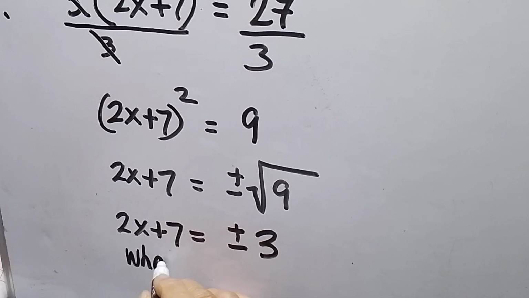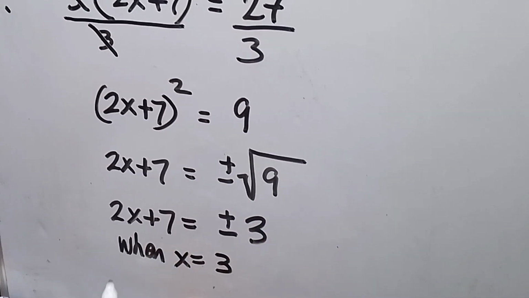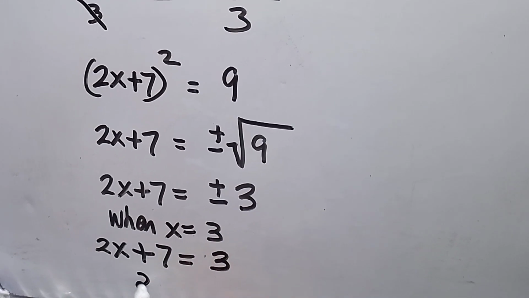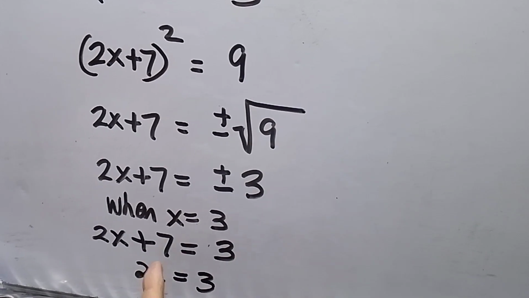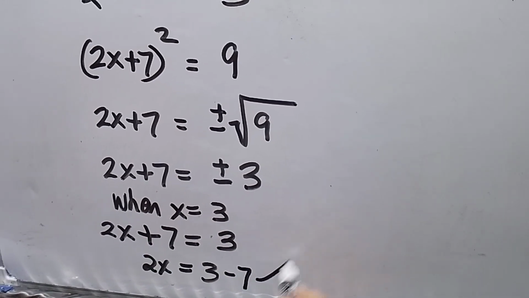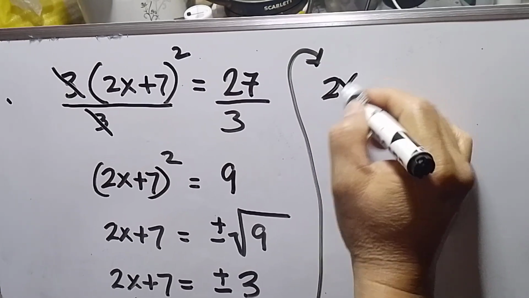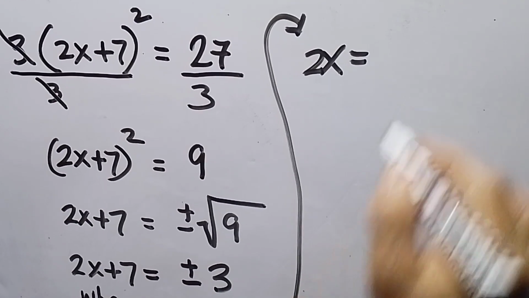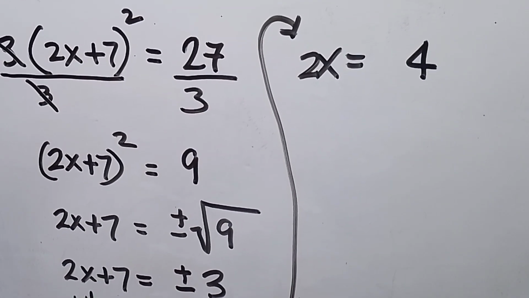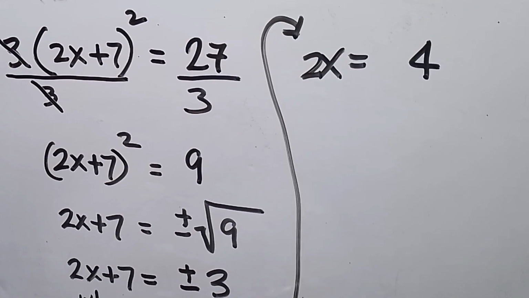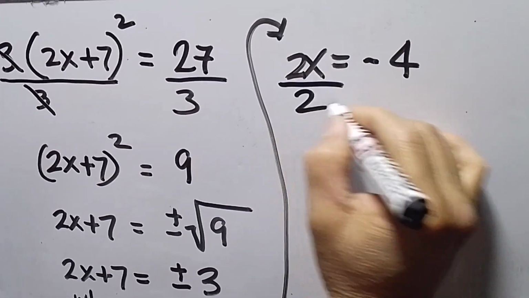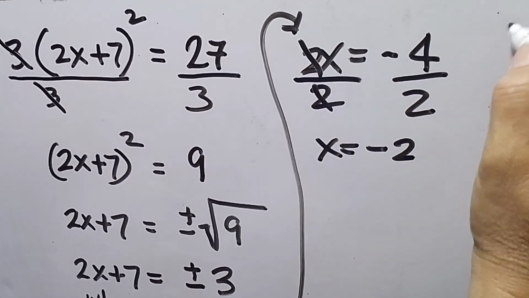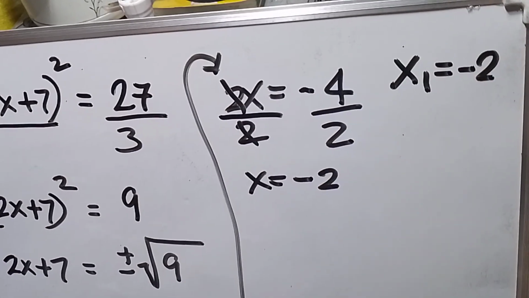So when x equals positive 3, so this will be 2x plus 7 is equals to 3. And then transpose 7 to the right, this will be minus 7. So this will be 2x is equal to 3 minus 7. That is unlike sign, so subtraction. 7 minus 3 is 4. Then take note, 7 is having negative sign. Then 7 is greater than 3, so it should be negative. So divide both sides by 2. So x equals negative 2. So x1 is equal to negative 2.